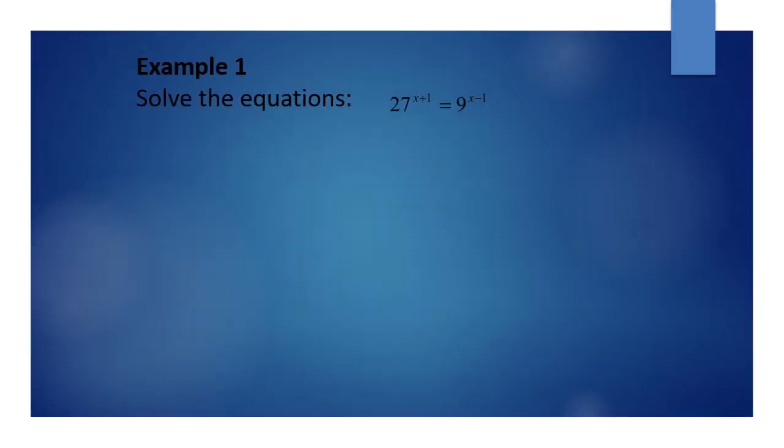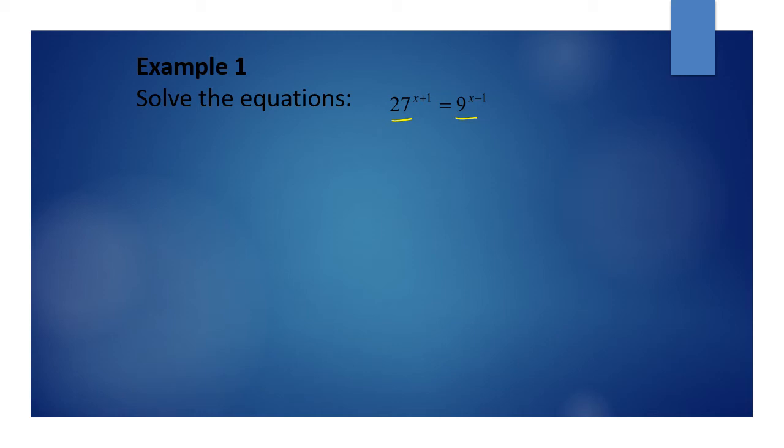Okay, for the next example, solve the equation 27 to the power of x plus 1 equal to 9 to the power of x minus 1. Which method should we use? Is it log, or comparing, or substitution? For this one, even though we have one term on the left side and one term on the right side, we must check whether our bases can be changed into the same base. If they can, it means that we can just compare the index.